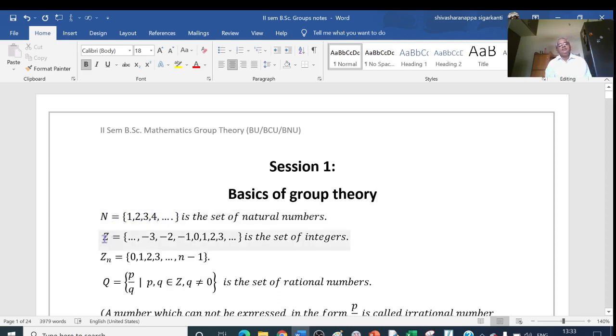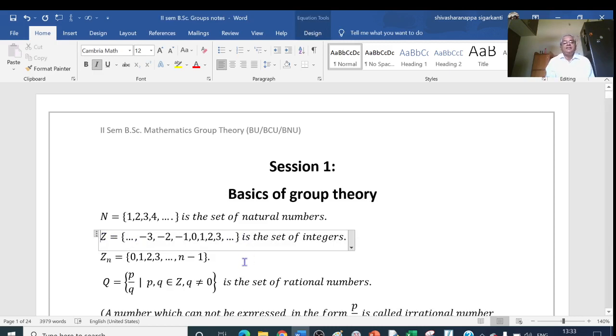And next one, this is the set of integers, consisting of 0, 1, 2, 3, 4, 5 up to infinity and minus 1, minus 2, minus 3 up to minus infinity. This is the set of integers, usually denoted by Z.